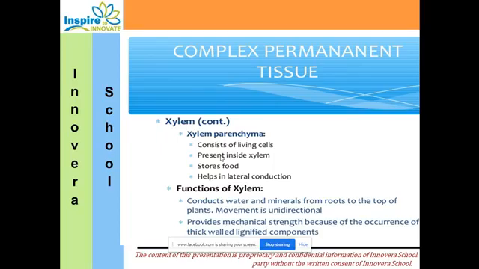Understanding xylem parenchyma, everyone? The last part is the function of xylem. So the overall function of xylem, if you see, is that it conducts water and minerals from roots to the top of the plant. Movement is unidirectional. Unidirectional means only in one direction, from roots to the upper part of the plant. It provides mechanical strength because of the occurrence of thick wall components. So of course, as we have discussed, the main function will always be to provide mechanical strength.